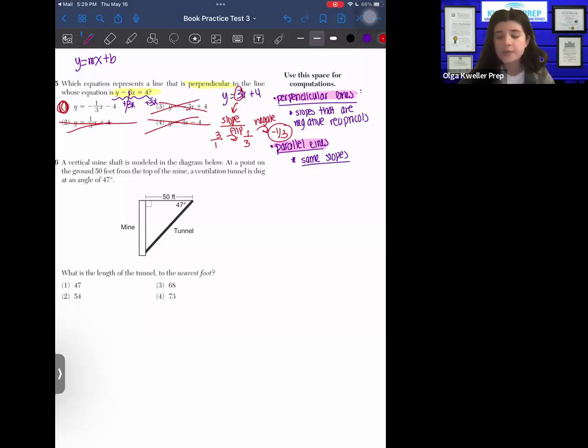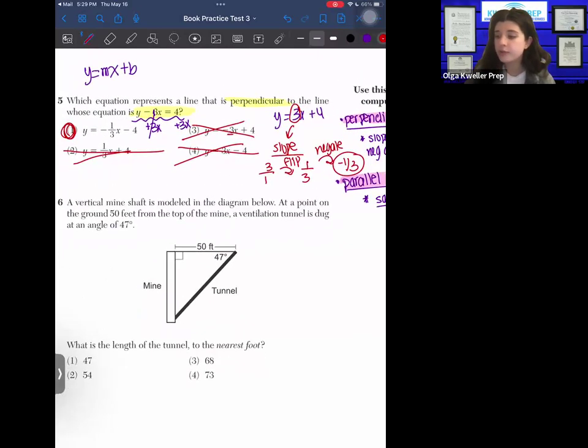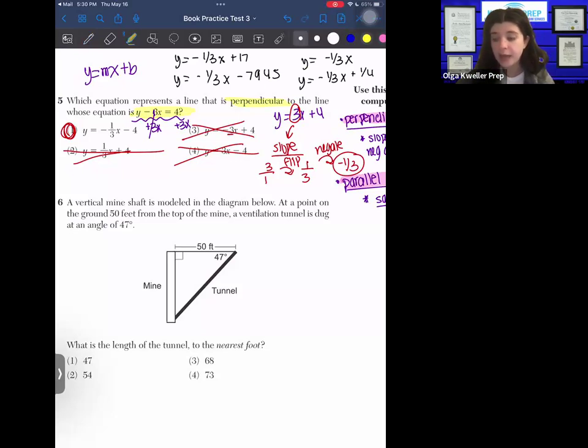Now, our y-intercept does not matter. There's an infinite amount of lines that are perpendicular. It could be y equals negative 1/3 x plus 17, y equals negative 1/3 x minus 7,945, y equals negative 1/3 x, just like that. y equals negative 1/3 x plus 1/4. It absolutely doesn't matter what your y-intercept is. Only the slope matters when they ask you about parallel and perpendicular lines. So all of these that I just made up off the top of my head are perpendicular to our original line, only because the slope in all of these cases is negative 1/3.